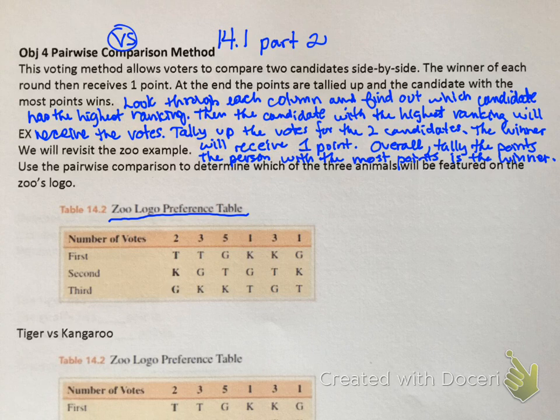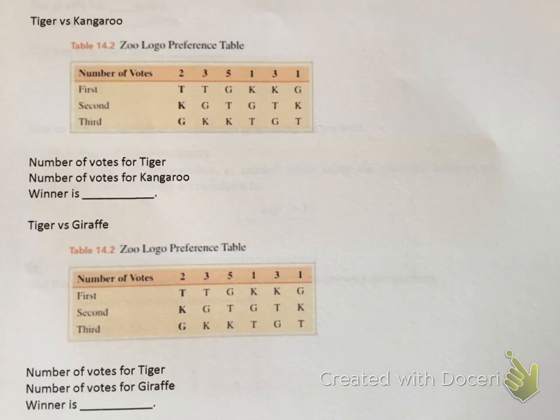So the first one we're going to look at is tiger versus kangaroo. So we're going to look through each column, and we're going to conclude who's the winner. So I look through the first column, and I see that tiger is in first place, kangaroo is in second, so tiger wins the votes. So tiger gets 2 of the votes.